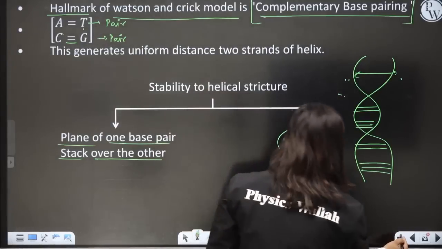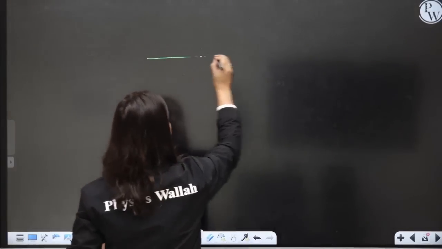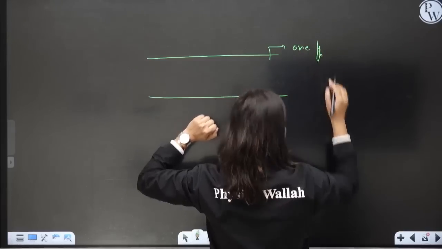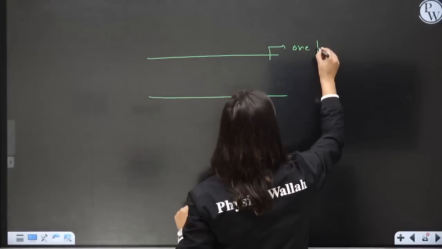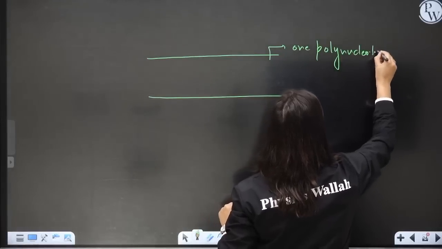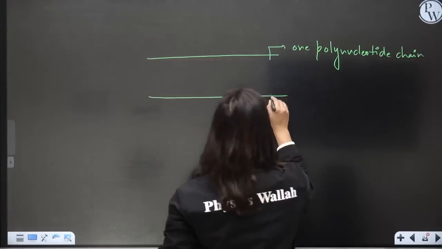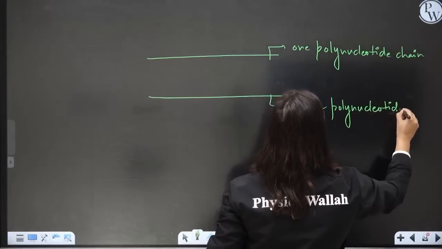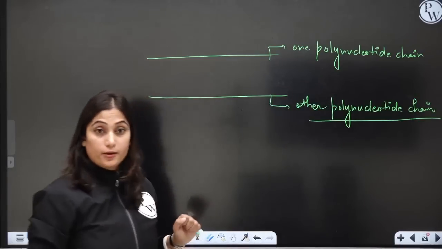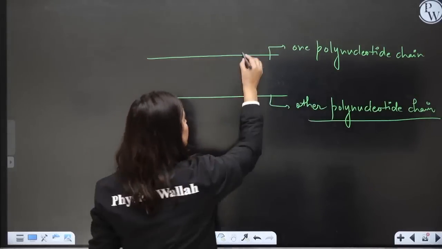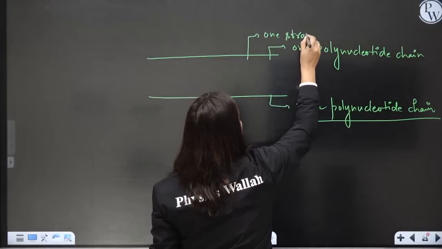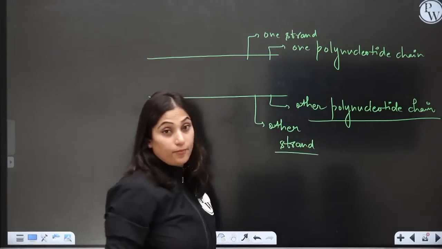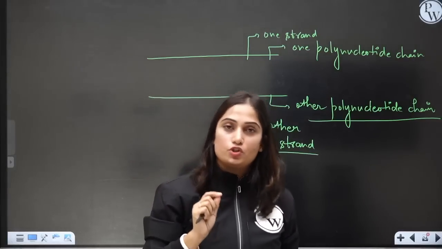Okay. Now, some additional points of the Watson and Crick model. It says that DNA is a double helical structure having 2 strands. This is one polynucleotide chain, and this is the other polynucleotide chain. So in the structure of DNA, we have 2 polynucleotide chains. This is one strand and this is the other strand of DNA. So DNA has 2 strands or 2 polynucleotide chains.